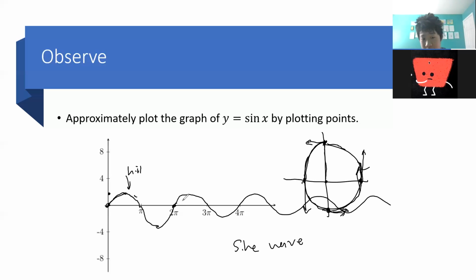Okay, and it goes one full cycle every 2 pi. So that's why we could copy paste 2 pi over and over again, because it's going in a circle, right? So every path from 0 to 2 pi is the same as the paths from 2 pi to 4 pi, 4 pi to 6 pi, and so on.